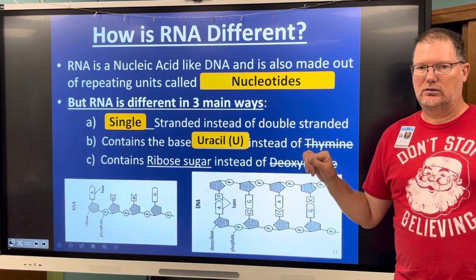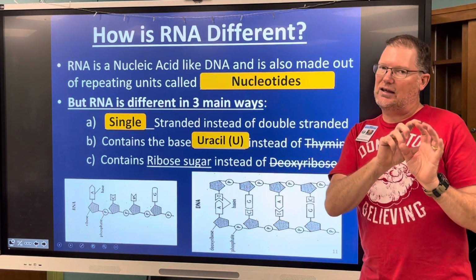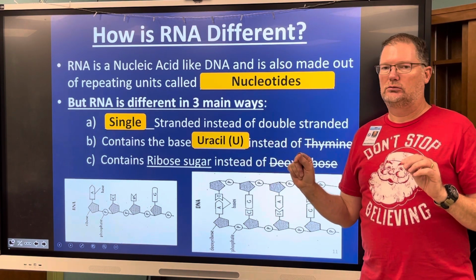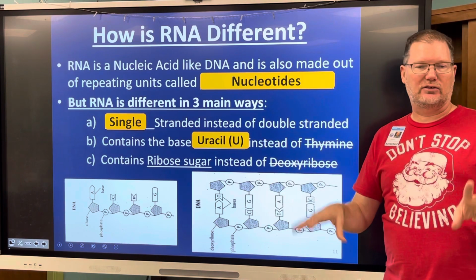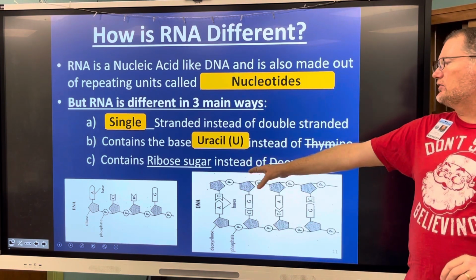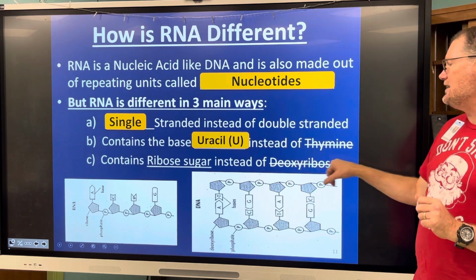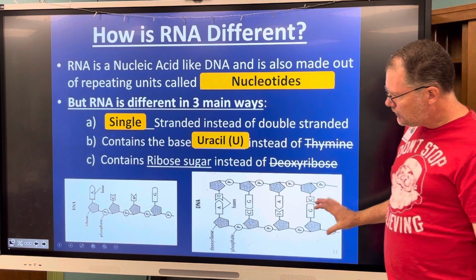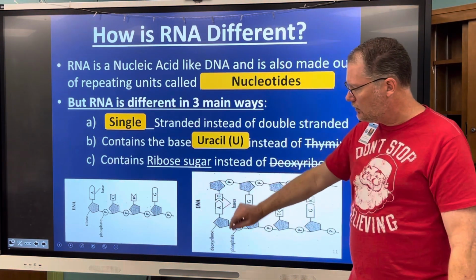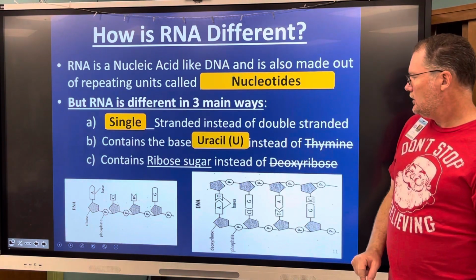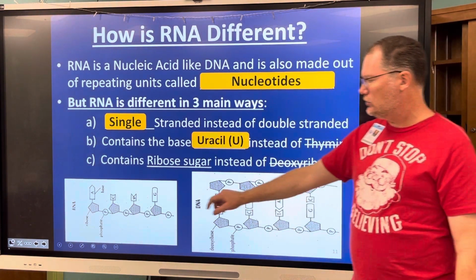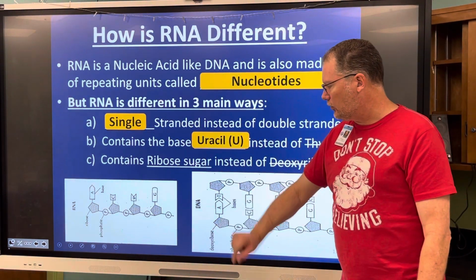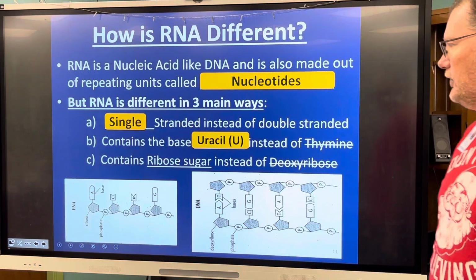Instead of thymine, instead of AT, it's going to be AU, uracil. So thymine for RNA doesn't exist, okay? And it contains ribose sugar instead of deoxyribose sugar. So here's DNA on its side, and here's RNA. Single-stranded, uracil, not thymine, no T's, only U's, okay? And ribose sugar, not deoxyribose. So those are the main 3 differences.